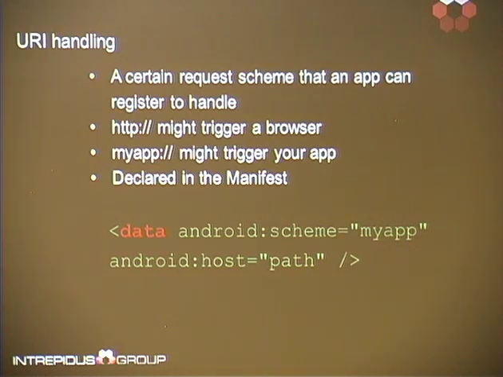All right. So URIs. The URI is effectively a scheme that lets you invoke an application to handle a certain type of resource, right? So if you have an http:// that's a URI scheme that may trigger a browser. If you have a my_app:// blah blah blah, that may trigger the my_app application. So you would normally declare the URI scheme in the manifest under the data tag.